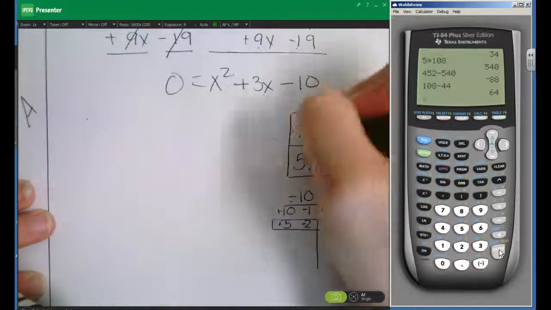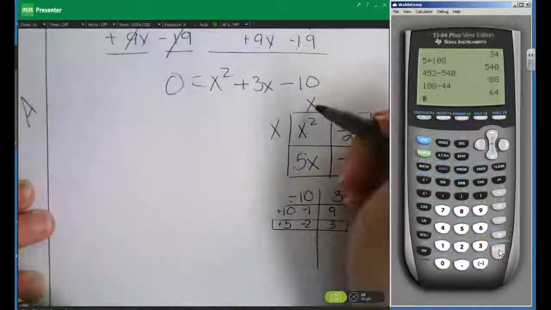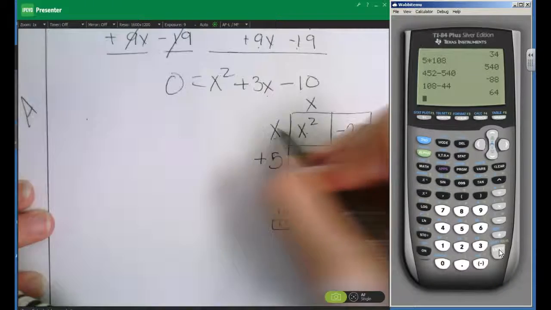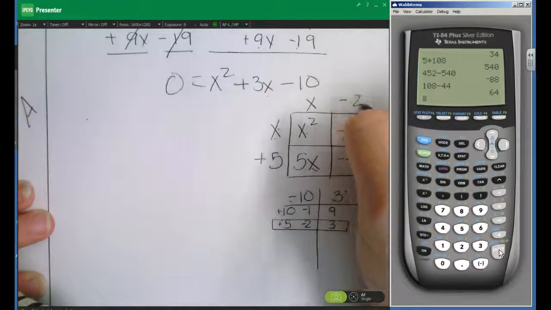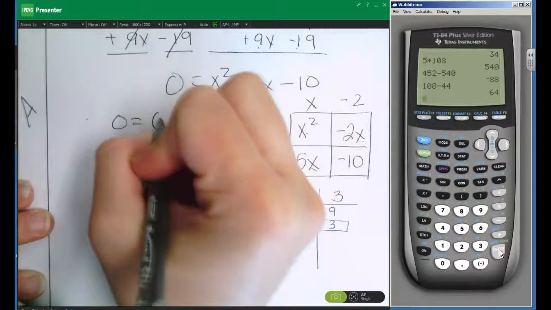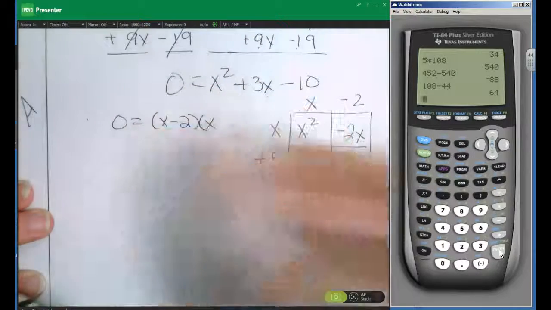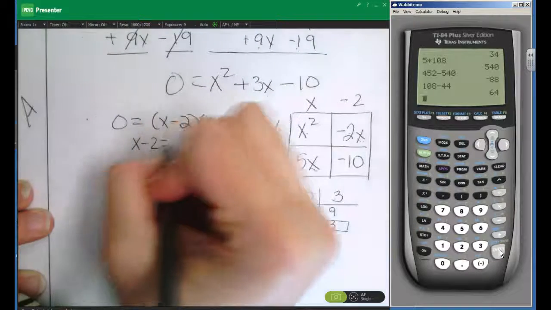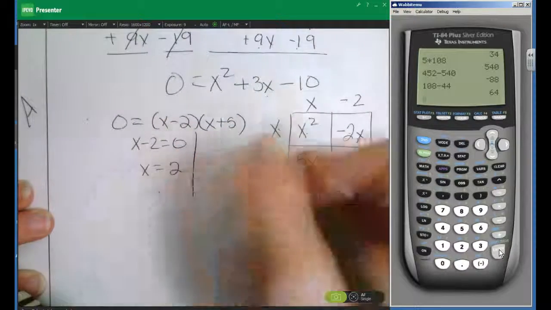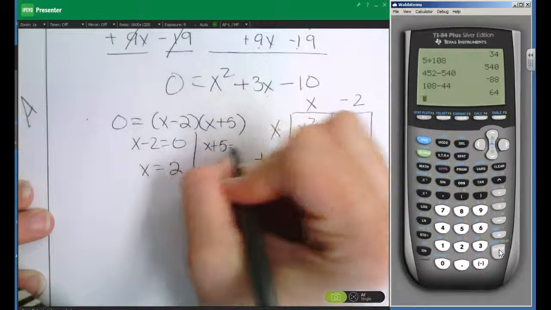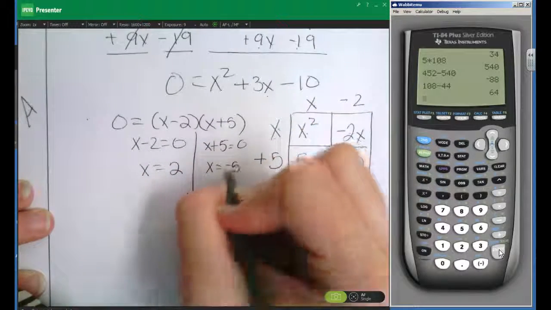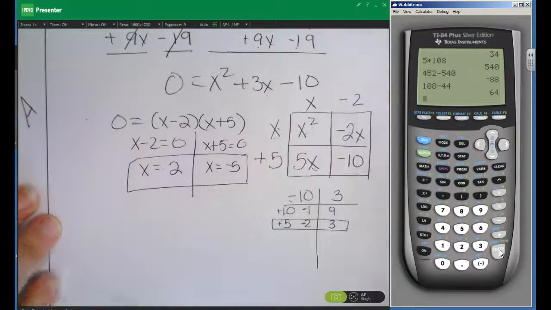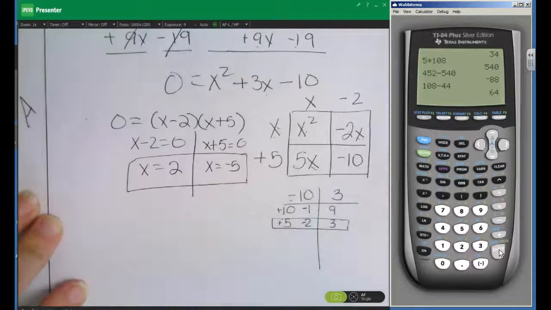The only way we can get x squared is x and x. X times what is going to give us 5x? X times positive 5. X times what's going to give us negative 2x? Negative 2. Now we set each one of these equal to 0. Add 2 to both sides. X equals 2. Subtract 5. These are our answers. Okay, that was a pretty messy one, but that's how you do it algebraically.